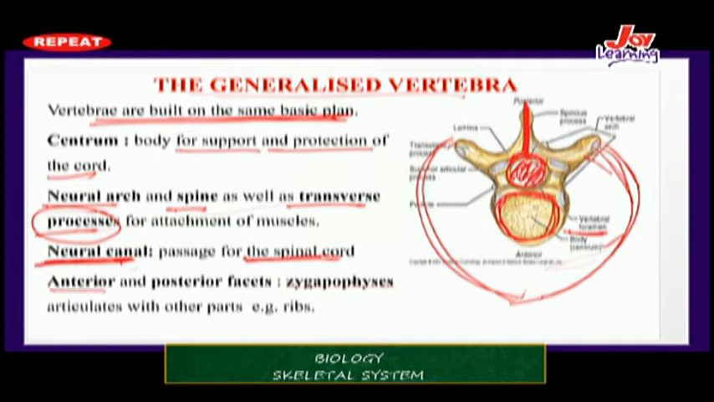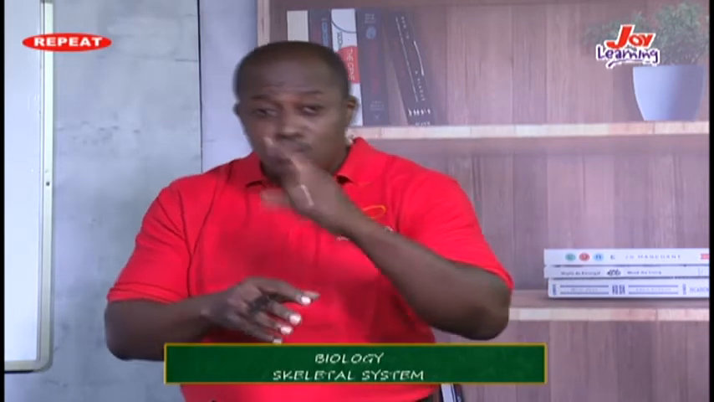Then we have the anterior and posterior facets, also referred to as the Ziegler apophysis. And I know students are not happy with such big terms, but we must know them. They articulate with other parts. For instance, the ribs. So these facets over here are going to articulate with the ribs. When we use the word articulate, we're talking about joints. Because there's a head that is joined to a tail. That's the articulation. And so when we talk of articulate, we are talking about joining. And so we're saying that one part of the body articulates with another part of the body. We are talking about the skeletal system.